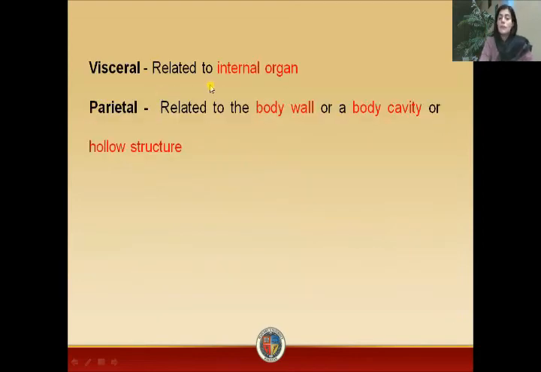Then visceral: it is related to the internal organs. When I discuss the visceral organs, it means I'm talking about the internal organs. Parietal, that is related to the body wall, body cavity, or the hollow structure. So students, this was all about the anatomical terms.